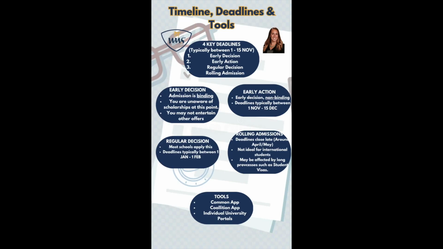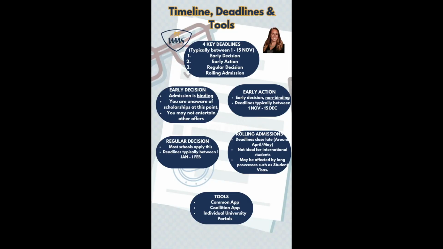A little bit different. So in US-based college admissions, we have four key deadlines that you need to remember, or four types of admissions that you need to remember. We have early decision, early action, regular decision, and rolling admissions. So early decision, these are going to be the first deadlines that come up, right? These are going to be typically between November 1st and November 15th.